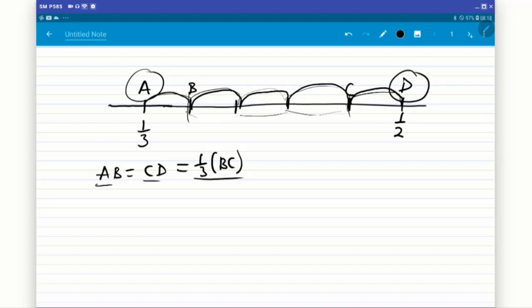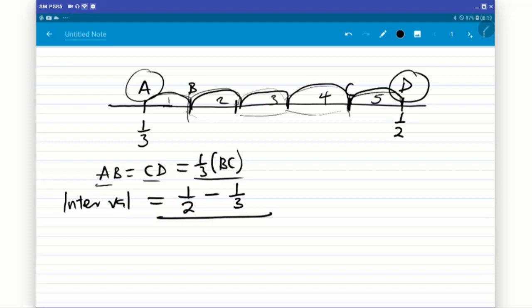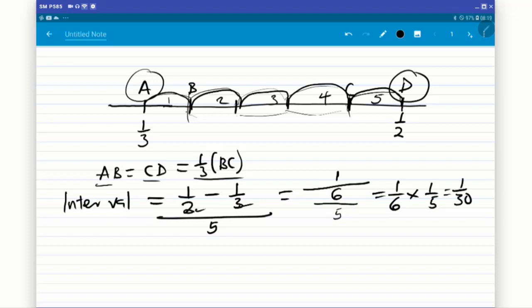5 intervals. Now to get the interval of the number line, the interval will be the difference between these two coordinates, 1/2 minus 1/3, divided by the number of intervals between them. That's 1, 2, 3, 4, 5, so we have 5 intervals, divided by 5. Remember from our fraction, that will be 3 minus 2, which gives us 1 over 6, divided by 5. So that is 1/6 times 1/5, which gives us 1/30. That is the interval of this number line, 1/30.